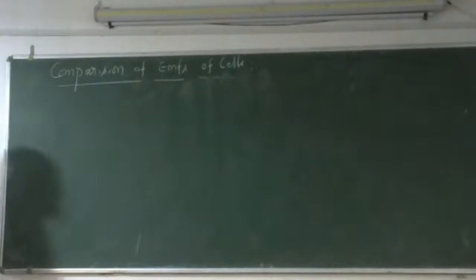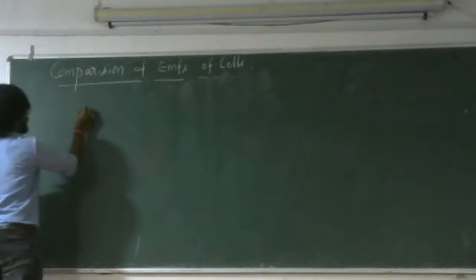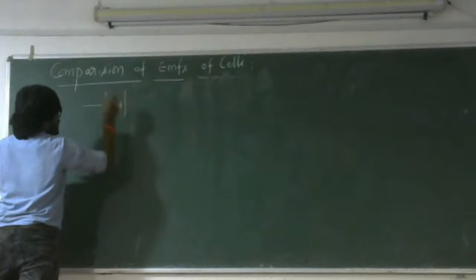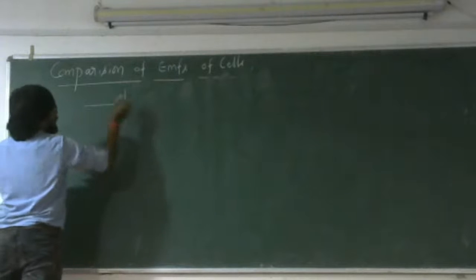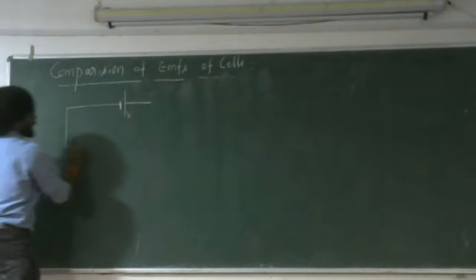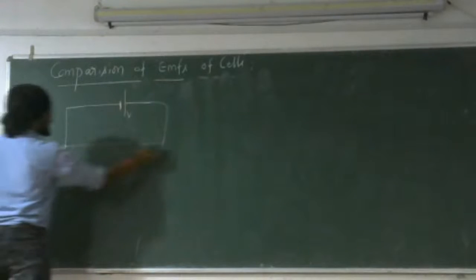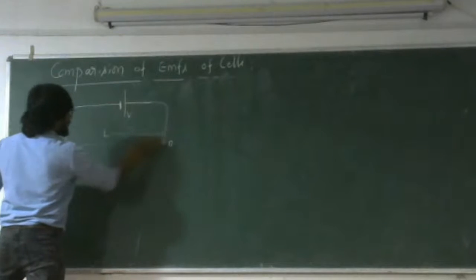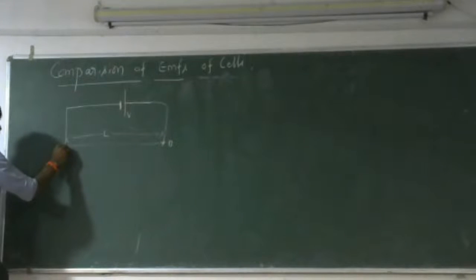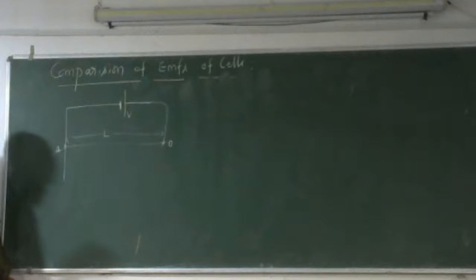To compare the EMFs of two cells, having EMFs E1 and E2, we have to have a primary circuit. Let's consider it like this. The primary circuit has a cell with lower potential and higher potential, having a potential V, and this is further connected to a wire between the points A and B. Let us say this has length L. This is called the primary circuit. To this primary circuit, we can connect the cells whose EMFs we are supposed to compare.